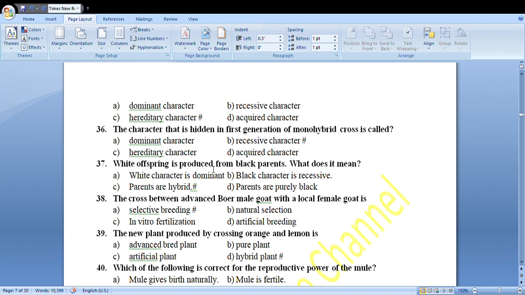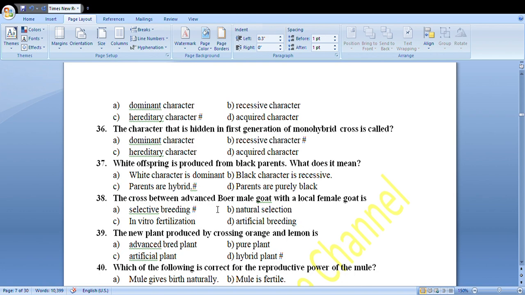A white offspring is produced from black parents. What does it mean? It means the parents are hybrid. If the parents are hybrid, they may contain black as well as white characters. Though black is the dominant character and the parents look dominant externally, they also carry the white, recessive character. So white offspring are produced in the second generation. So the correct answer is that the parents are hybrid.